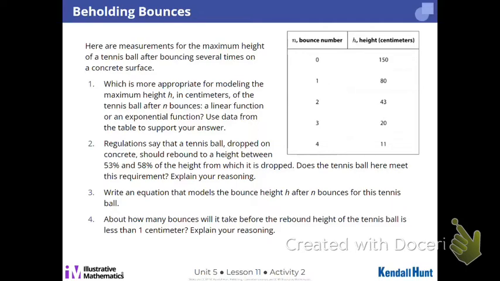You're going to write an equation that models the bounce height for each bounce. And then you're going to tell me how many bounces it will take to be 1 centimeter or less. So you're going to answer these four with your partner. Number one, let's take a vote. Who's thinking linear?